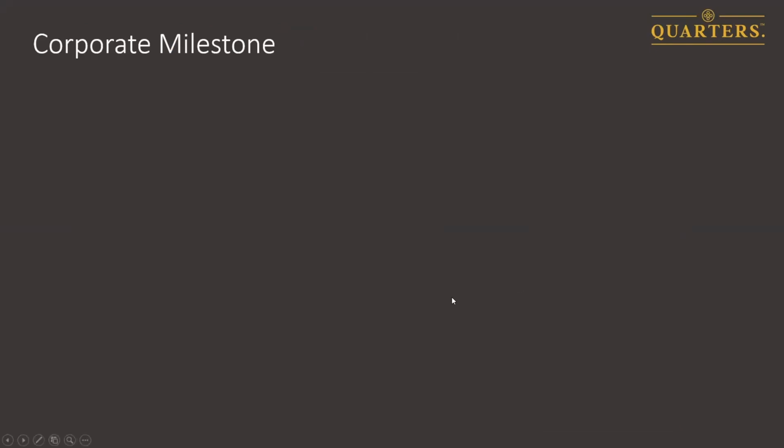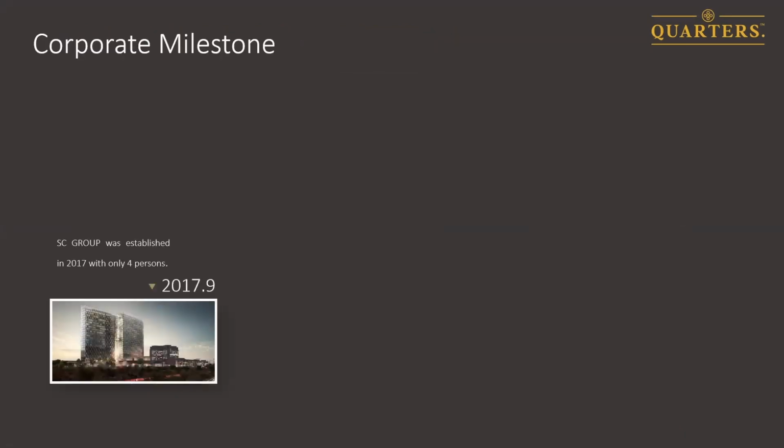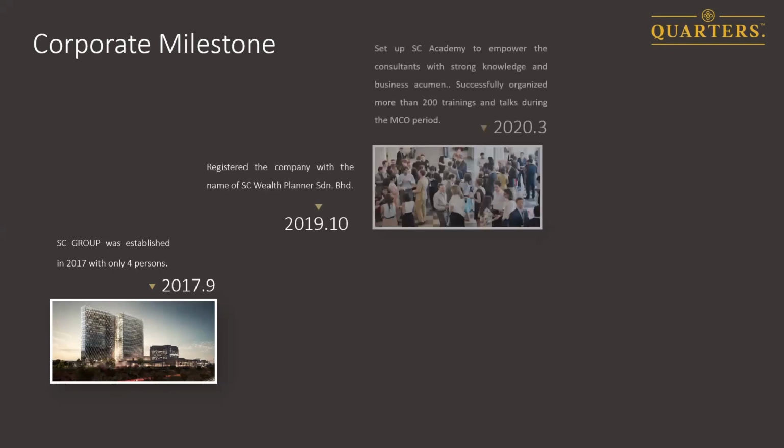So, corporate milestones. We started off as SE Group, established in 2017 with only 4 people. We registered the company SE Wealth Planner Sdn Bhd in 2019, 2 years later, and then we set up the academy and all that. We successfully organized 200 trainings and talks during the MCO period. I still remember during the MCO period, every day we would have talks, we would have Zoom. Very, very busy. MCO, people stay at home and watch a lot of Korean dramas and so on, but we did a lot of trainings during that period.